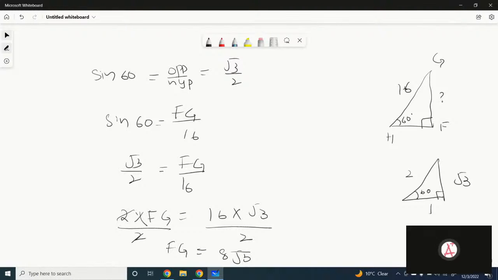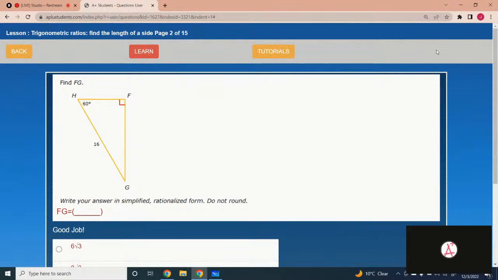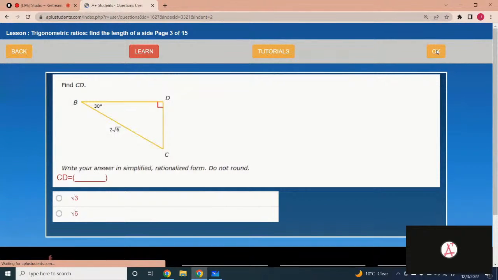So the correct option is 8 square root 3. So just select the correct option and click on the OK button. Okay, let's start with the next one.